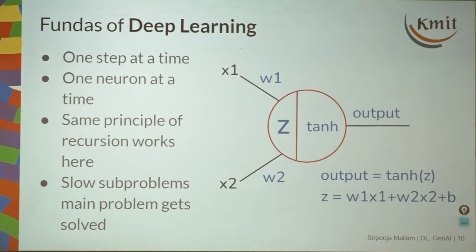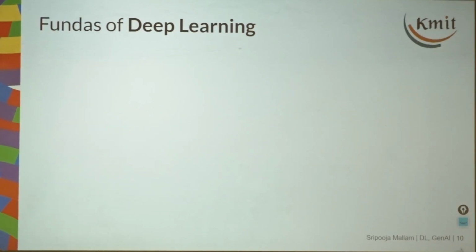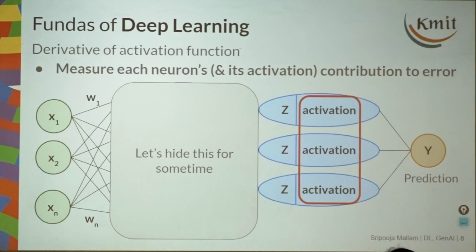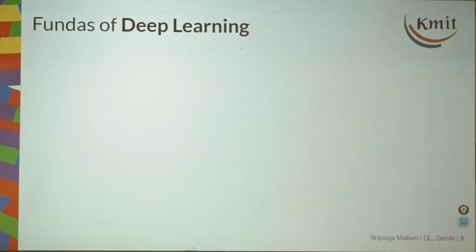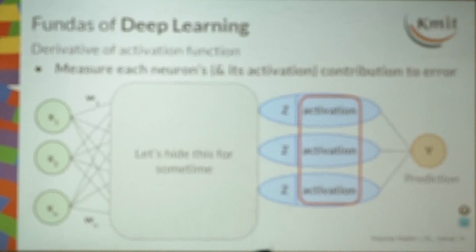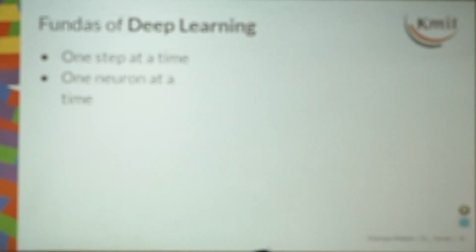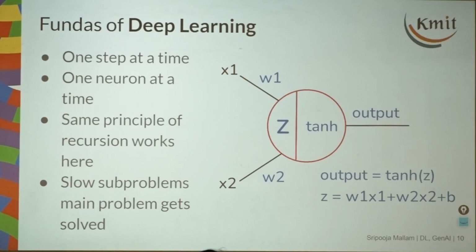So we can simplify the earlier picture that we had in the previous slide. This was the complex picture. Making sense out of this and derivatives will become complex. So we'll take only a single neuron because we want to do it one neuron at a time. And this is how the picture looks, right?